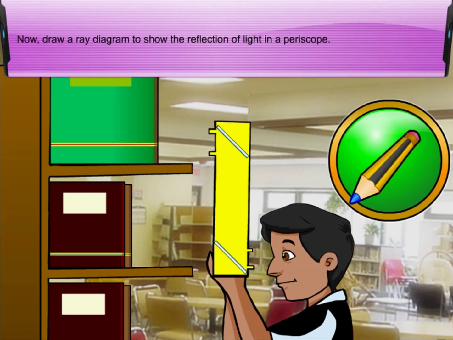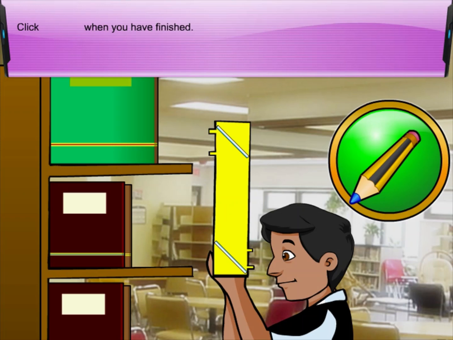Now, draw a ray diagram to show the reflection of light in a periscope. Click on the pencil. Then drag the pencil to draw the ray diagram. Click Check Answer when you have finished.